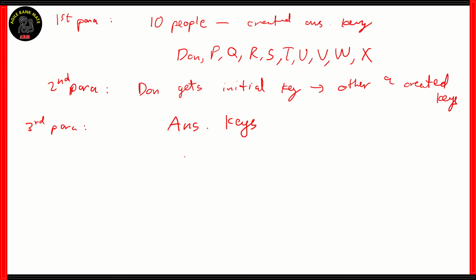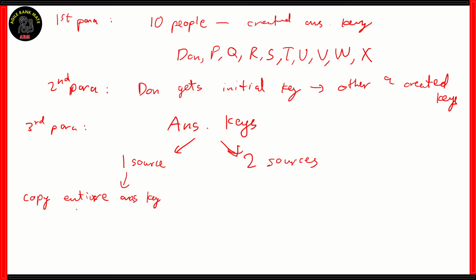Now, the answer keys were created by people and we can categorize them into 2 groups. The group of people who had one source to create the answer key, and the group of people who had 2 sources. Now, for people who have one source, the idea is pretty straightforward. They will copy the entire answer key, and that includes wrong answers and blanks. And the next step is that they will make one answer wrong. So that's how people with one source create their answer keys.